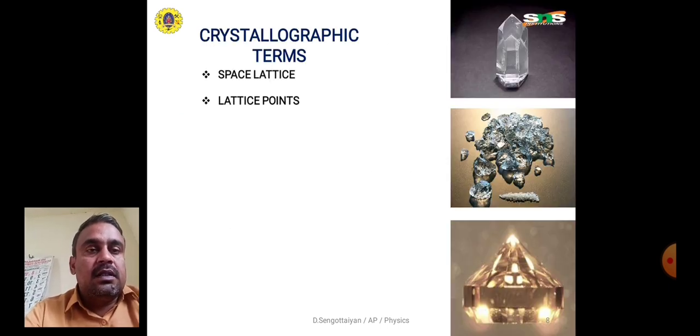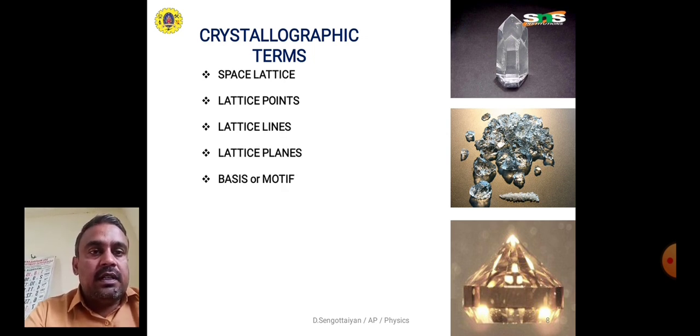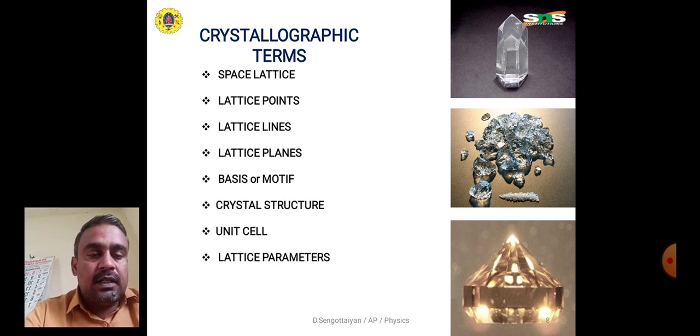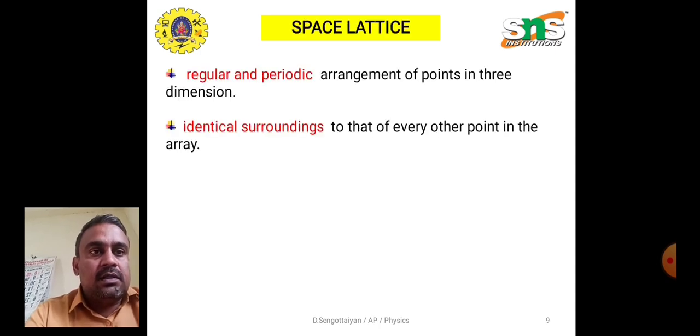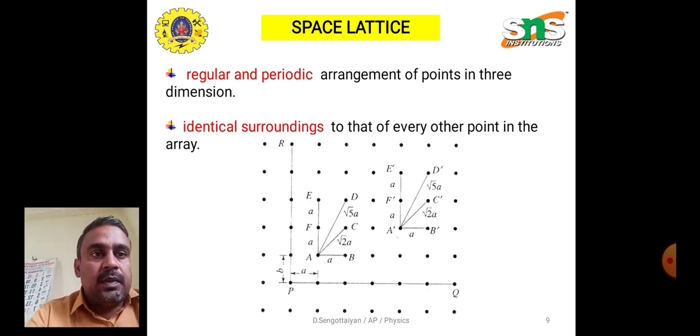Then the important topic is crystallographic terms: space lattice, lattice point, lattice line, lattice planes, basis, crystal structure, unit cell, and lattice parameters. The first topic is space lattice. The atoms or molecules have a regular and periodic arrangement in 3 dimensions. That point is denoted as a lattice point.